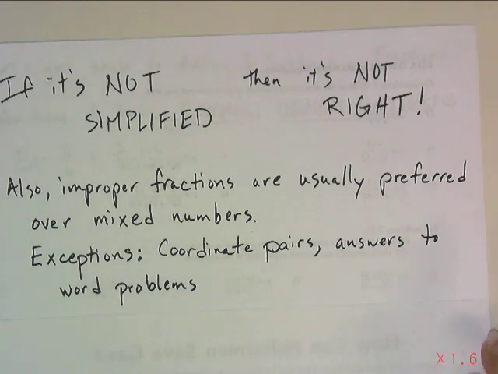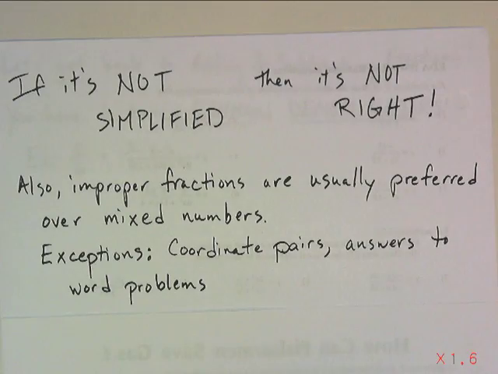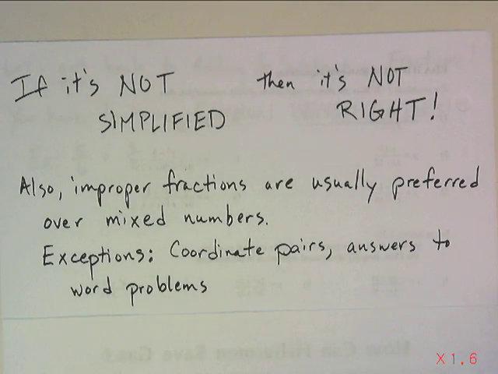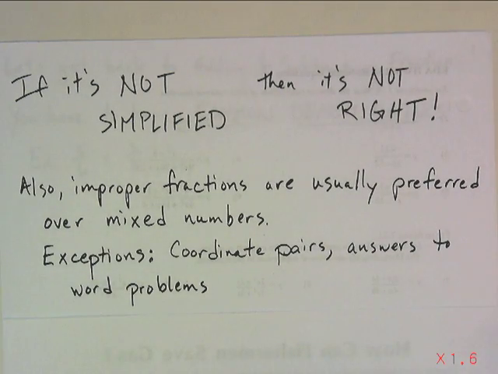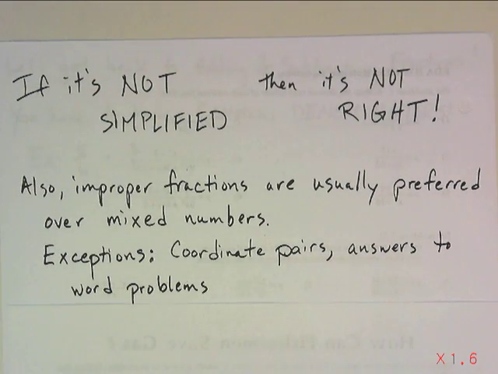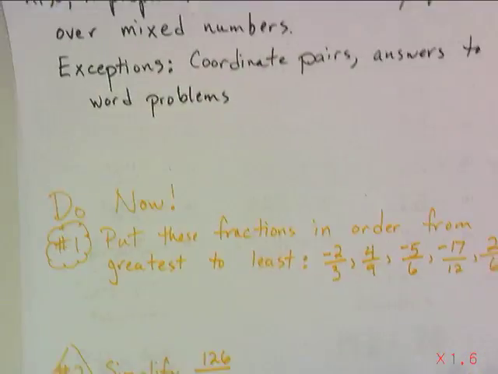So with word problems, you're going to want to change to mixed numbers, because that's what makes sense in that context. But in general, if you're just doing math, we prefer improper fractions. Plus, that keeps you from making a mistake at the very end, converting to a mixed number and making a mistake in that last step and getting your answer wrong. So it's time for our first do now, which is actually a pair of do nows.